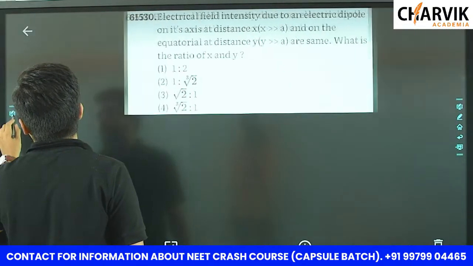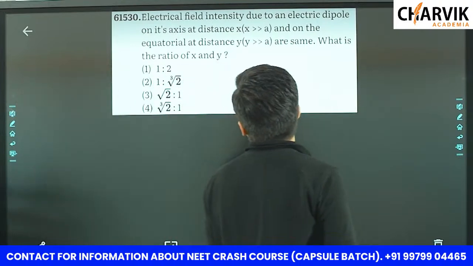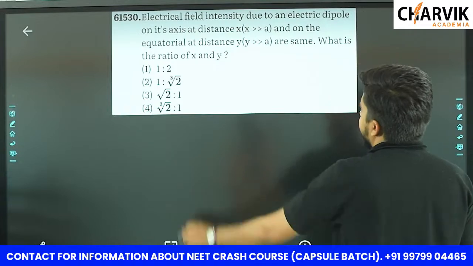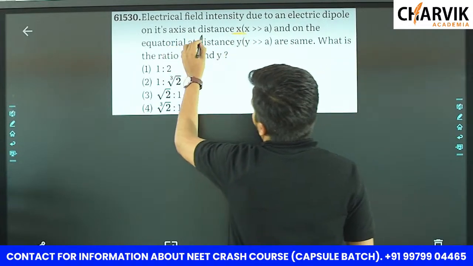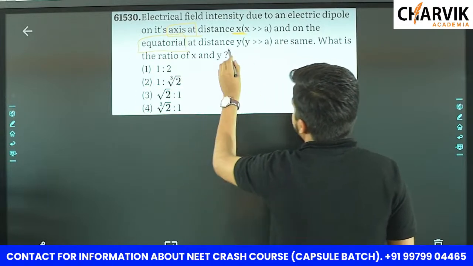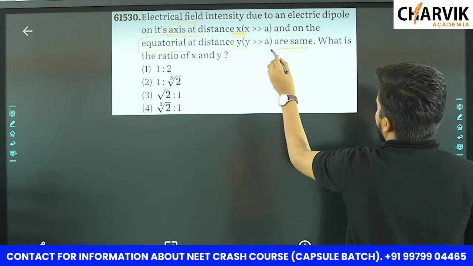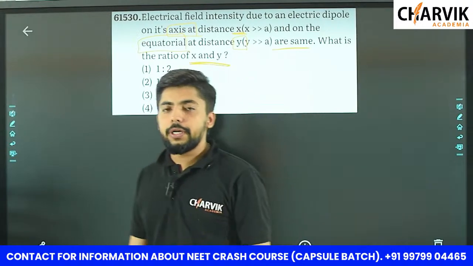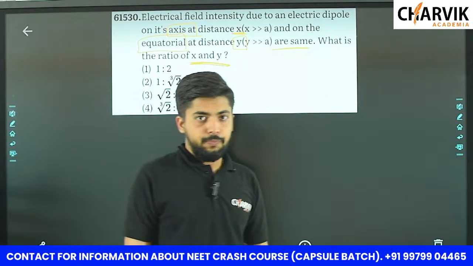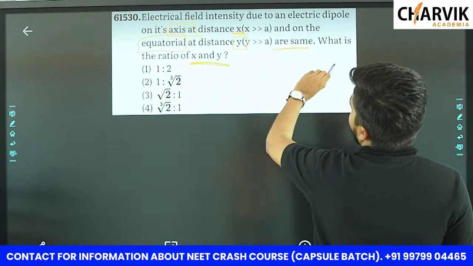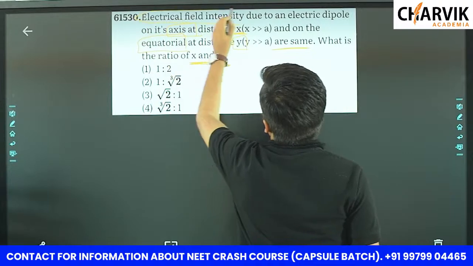Okay. Let us see the next question. The electric field intensity due to an electric dipole on its axis at a distance x, and on the equatorial line at a distance y, are the same. What is the ratio of x and y? So for this you need to remember the formulas for the electric field intensity.